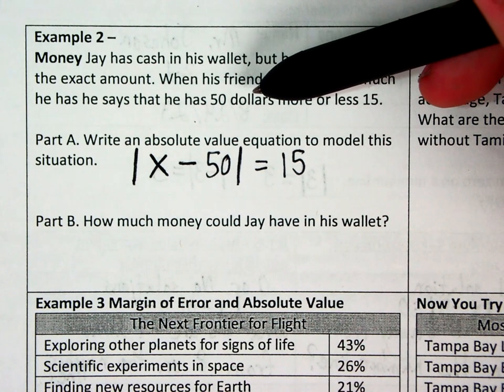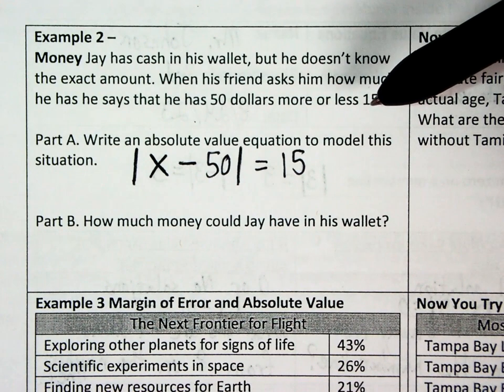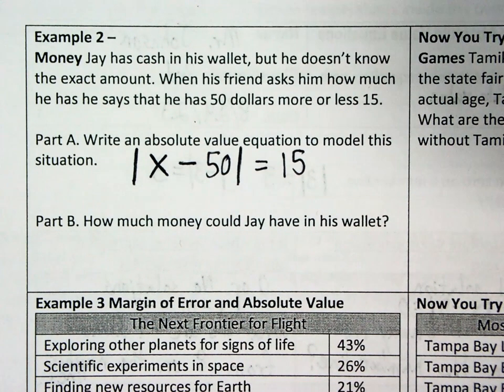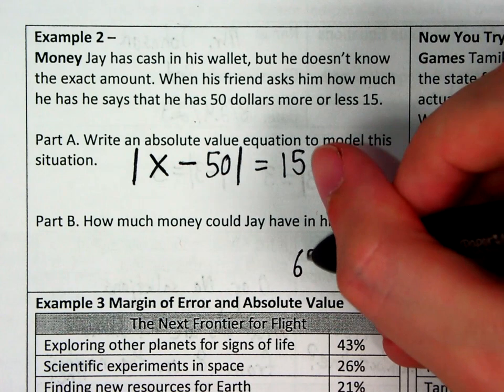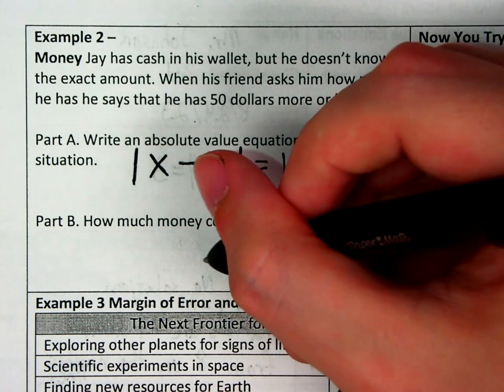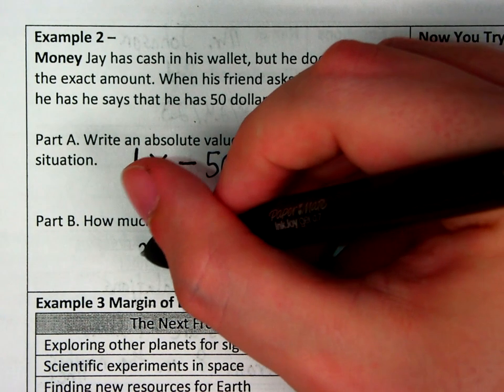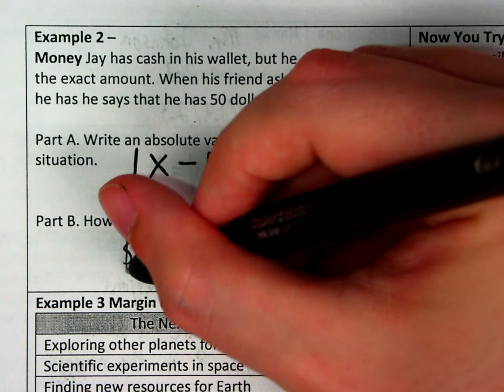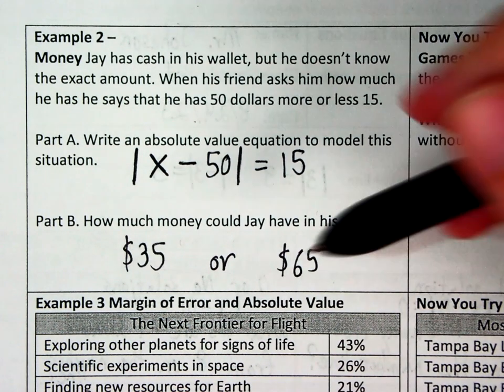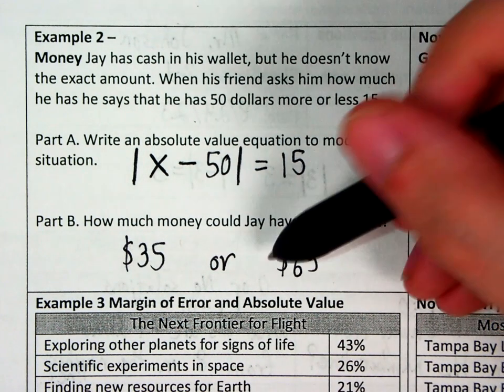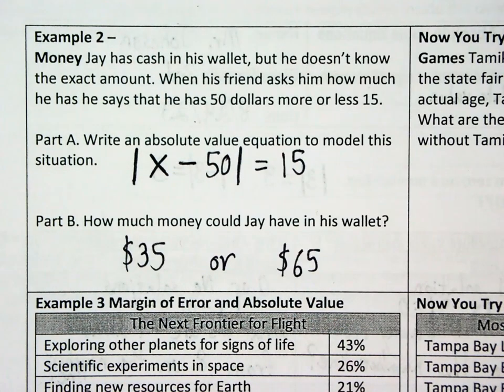He thinks he has $50, but he could have $15 more, meaning he could have $65, or he could have $15 less than 50, which means he could have $35. We could find these by doing the same sort of case 1 and case 2 situation from before.